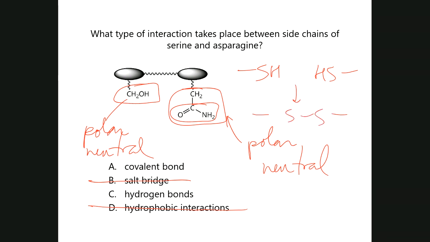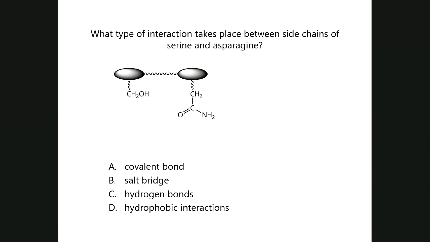And again, the metal situation, which is not involved in this question. So not covalent, the logical answer is hydrogen bonds. And if you sort of analyze the structure of that particular functional group, what ends up happening is that the amide can arrange itself in a very particular way like this.